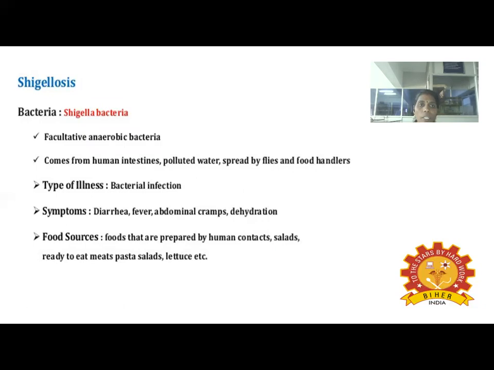Shigellosis. The bacteria is Shigella, a facultative anaerobic bacteria. It comes from human intestines and polluted water, spread by flies and food handlers. The type of illness is a bacterial infection, with diarrhea, fever, abdominal cramps, and dehydration. Food sources are foods prepared by human contact, salads, ready to eat meats, pasta, salads, lettuce, etc.